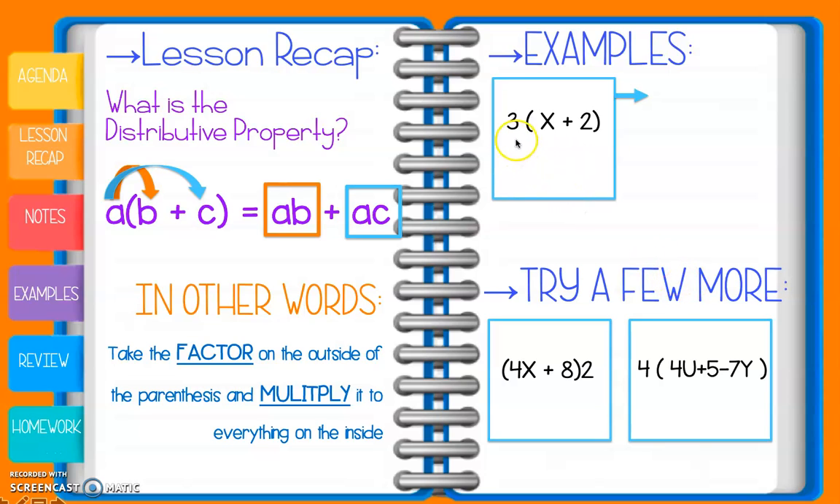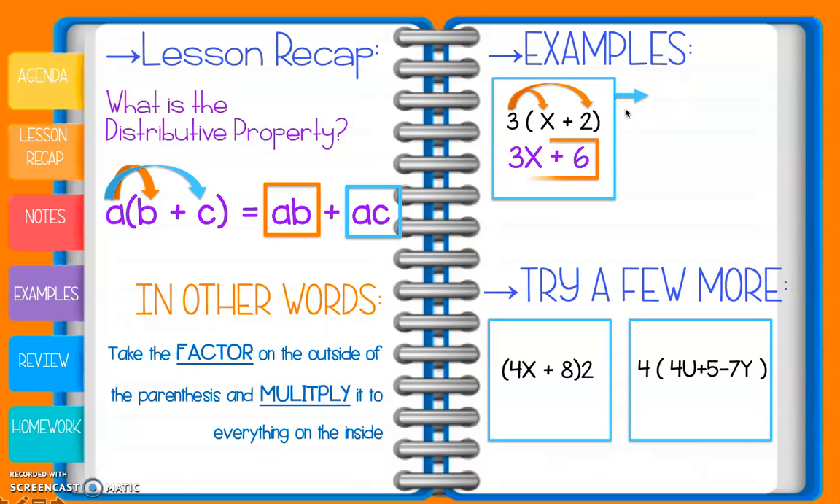For example, if we have 3 parentheses x plus 2, we can make our own equivalent expression by distributing the 3 to everything inside the parentheses. So we have 3x. 3 times x is 3x. We're going to drop down our addition sign, and then we take 3 times 2, and we get 6. So there's our equivalent expression.